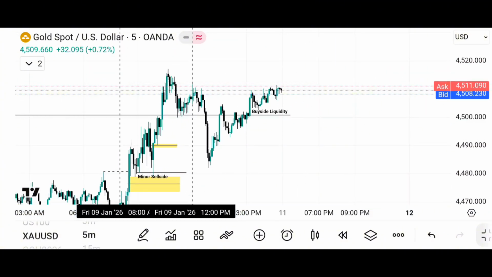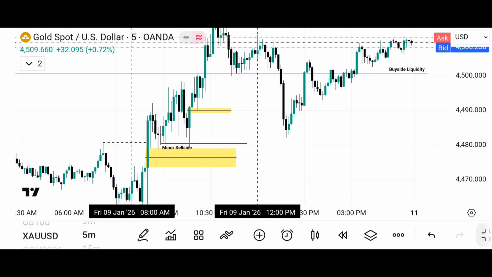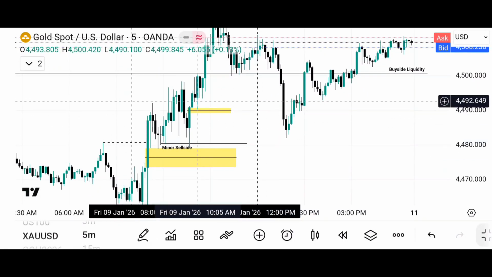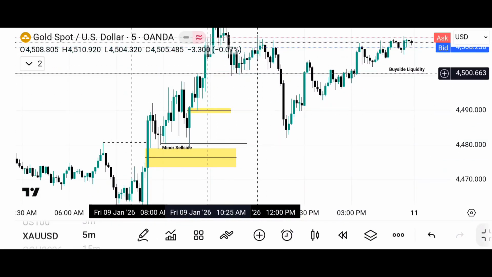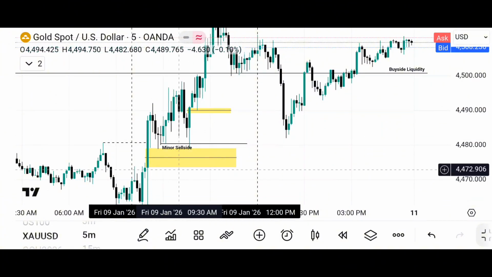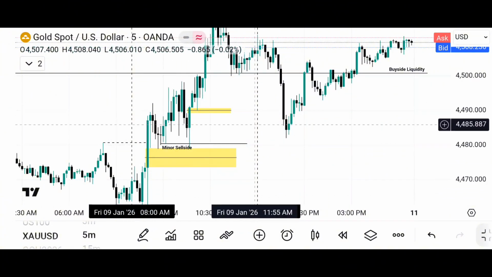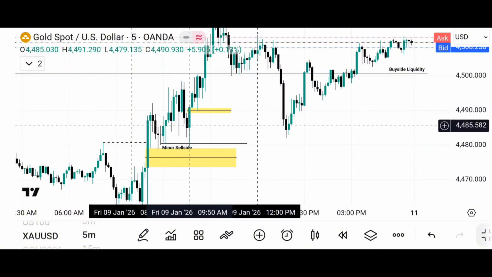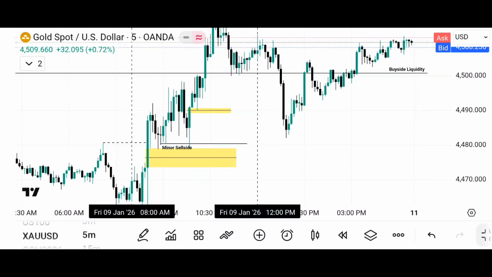And then this close. Okay, rallying up to take out the buy side liquidity. All happening when? All happening at the New York AM zone. This is the New York AM zone. And also remember your chart should be set at New York time zone.